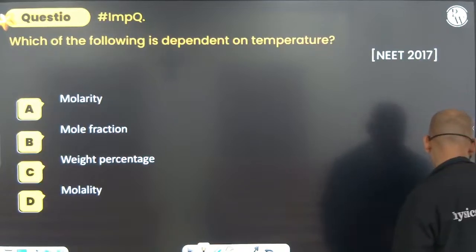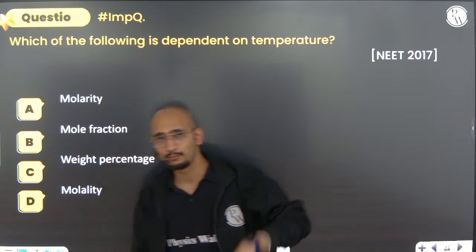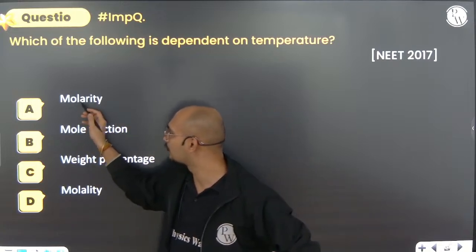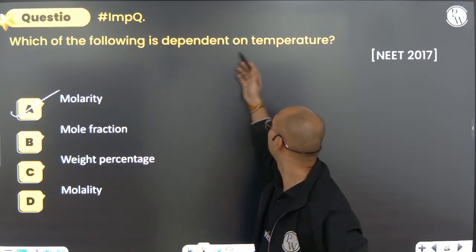Next. Which of the following is dependent on temperature? Temperature dependent are only those concentration terms where there is volume. Does molarity involve volume? Yes, of course. Option A is the correct one, dependent on temperature.